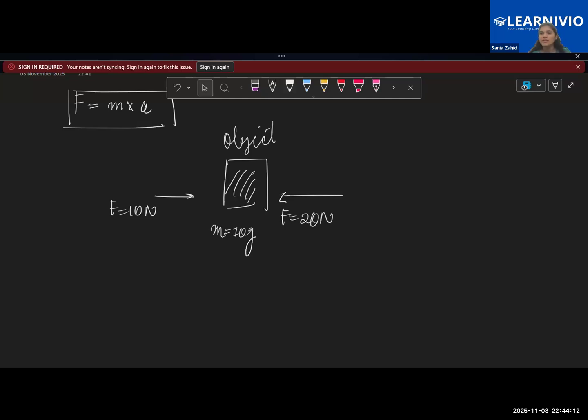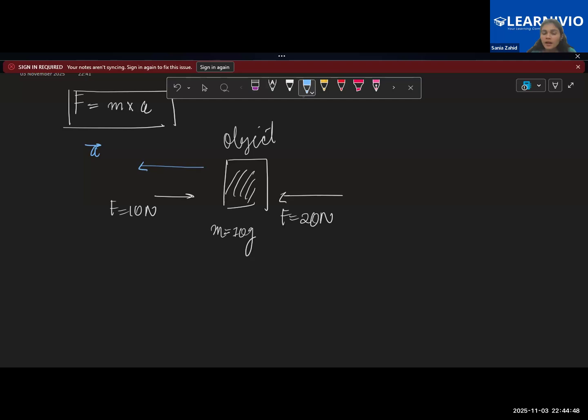Yes, the object will move. In which direction should the object move? Left. And with what acceleration is the object moving? This is the direction of the motion of the object. Acceleration will be 1 meter per second squared. No, not one. This is the direction of the motion of the object, and this is the acceleration. So acceleration is also in the left direction only.